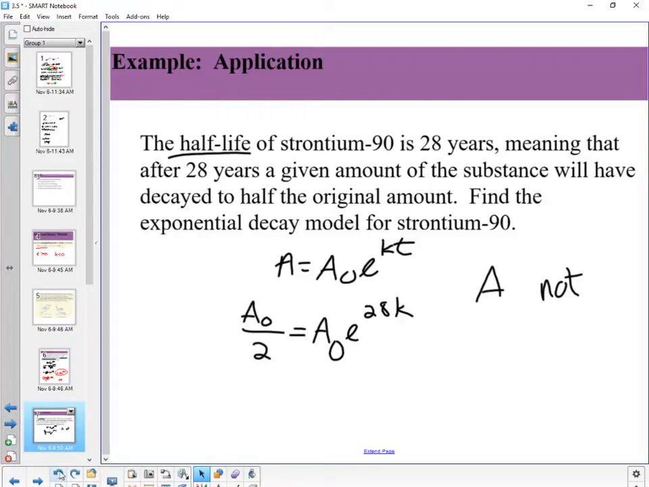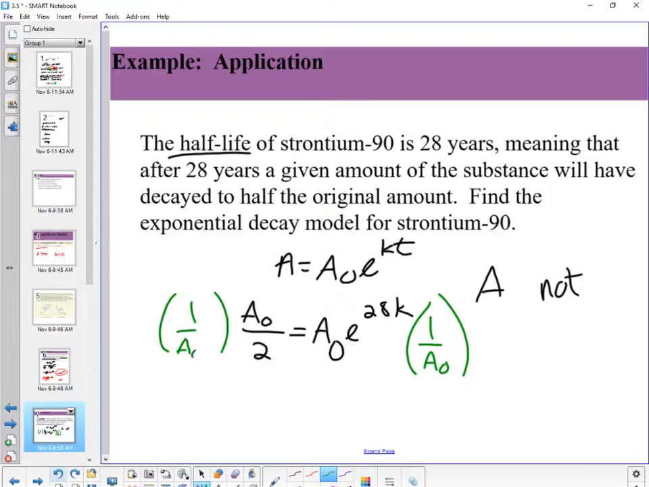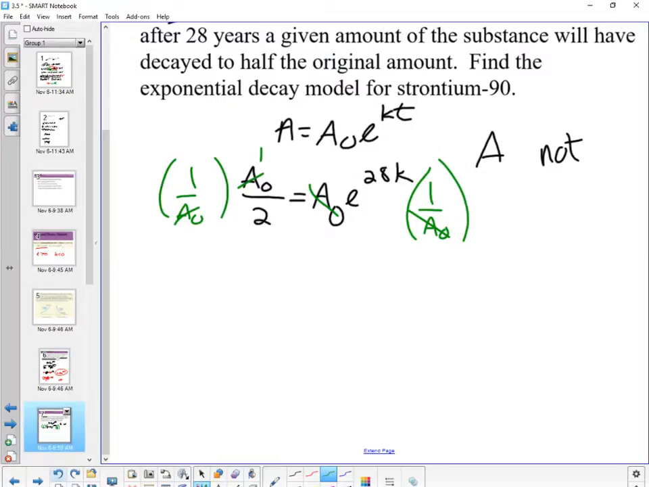So this is all we have. That's what we get to work with. You guys ready? I'm gonna try to get rid of A naught here. I'm gonna multiply by 1 over A naught. I can do that, correct? Yeah, as long as I do it to both sides. So this is 1 over A naught. This will make 1, and this will make 1. So I end up with 1 half, which kind of makes sense, doesn't it? E to the 28k.